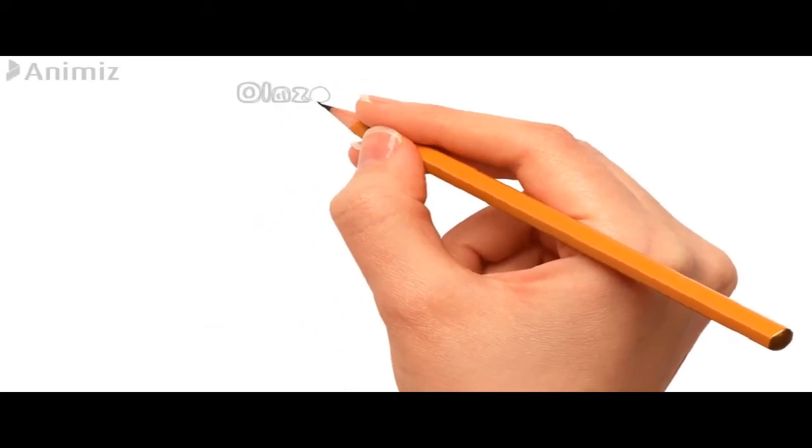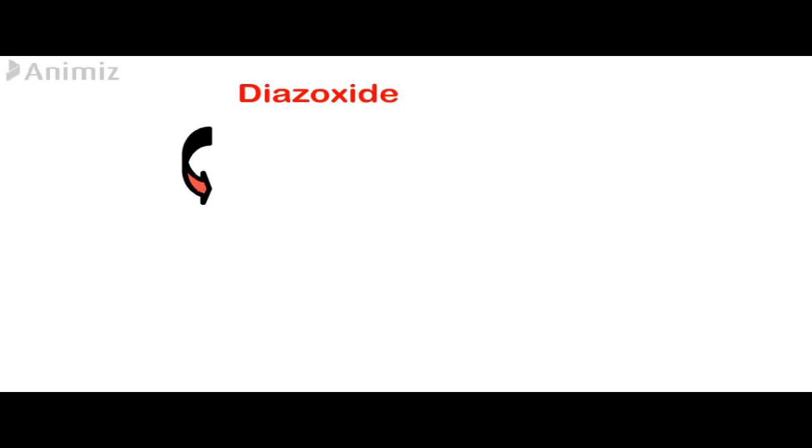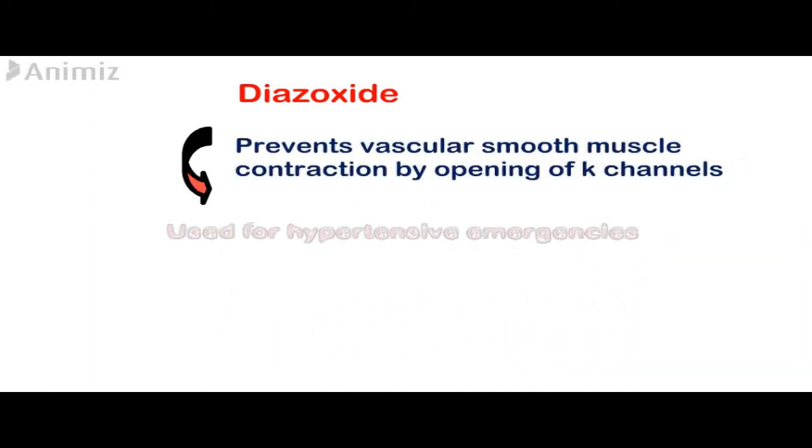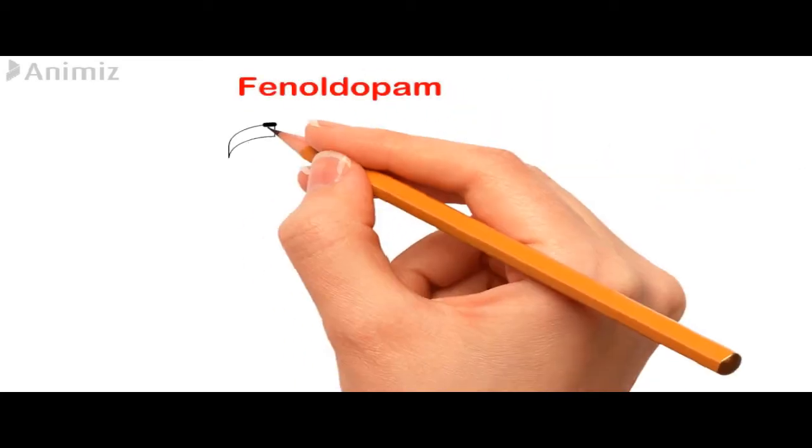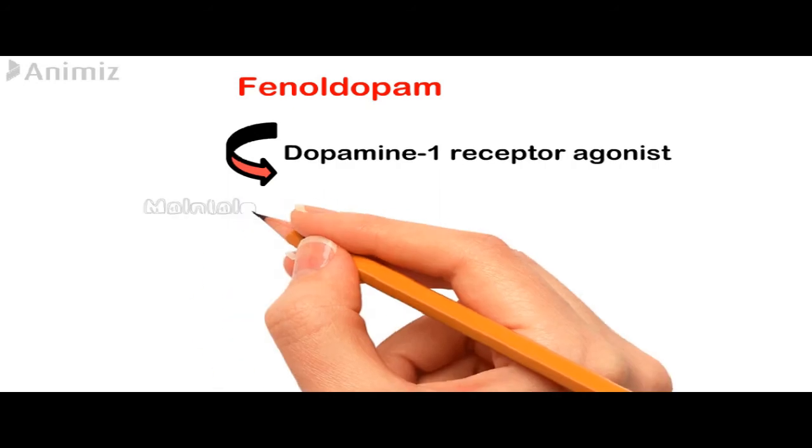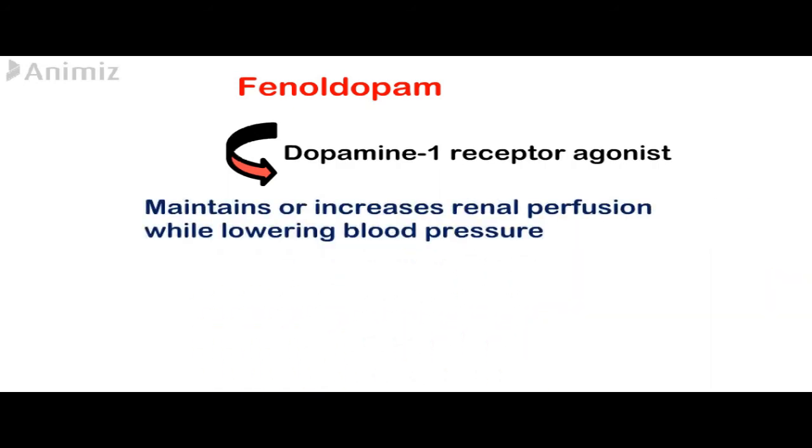While diazoxide prevents vascular smooth muscle contraction by the opening of potassium channels, which will lead to hyperpolarization. And this drug is also parenterally administered to treat hypertensive emergencies. Fenoldopam is a peripheral dopamine 1 receptor agonist that is also given as an intravenous infusion, and it maintains or increases renal perfusion while lowering blood pressure.